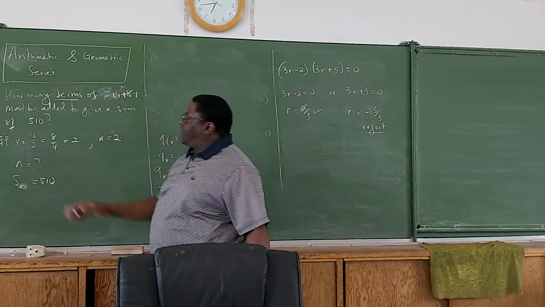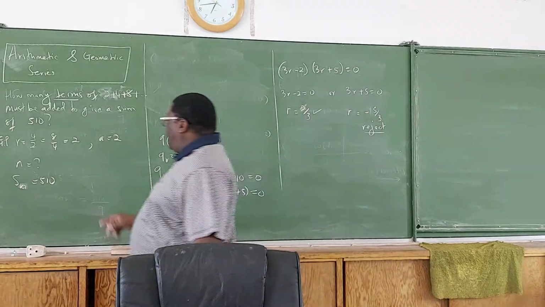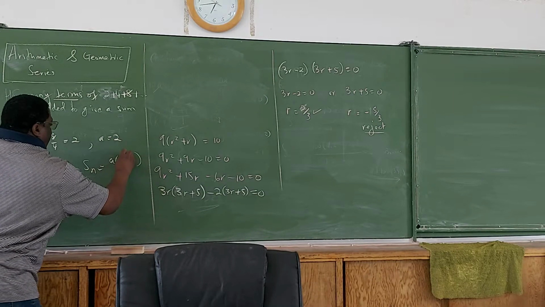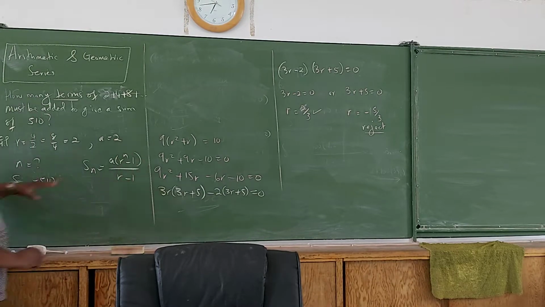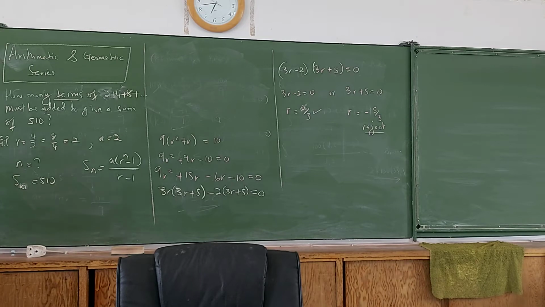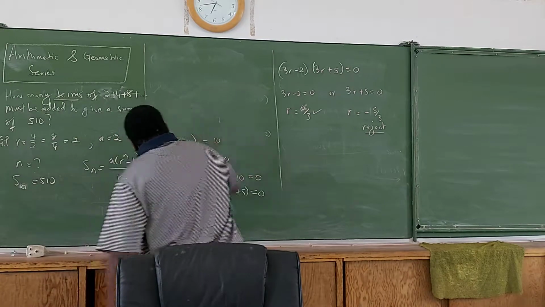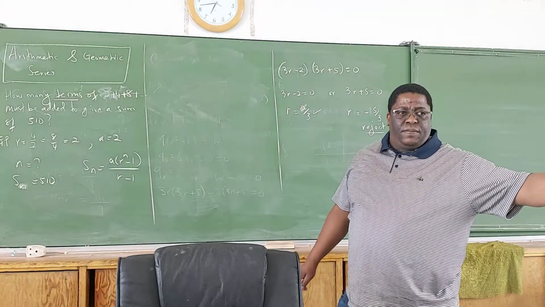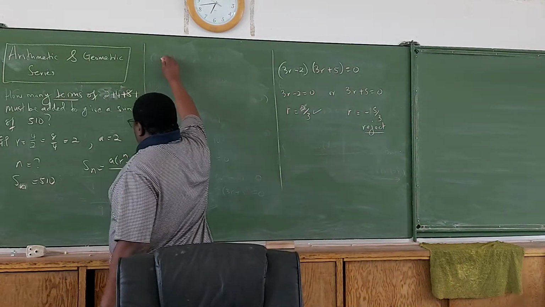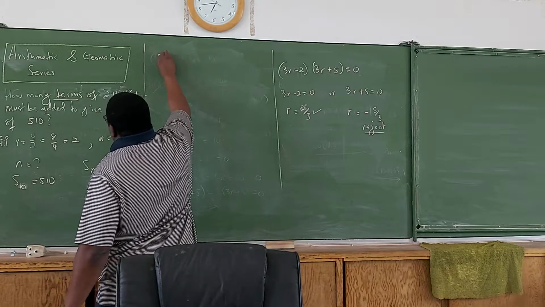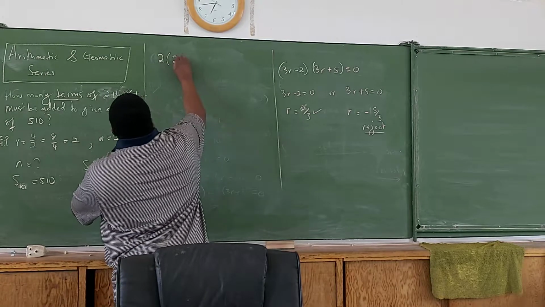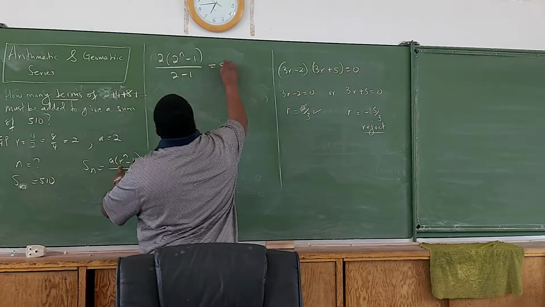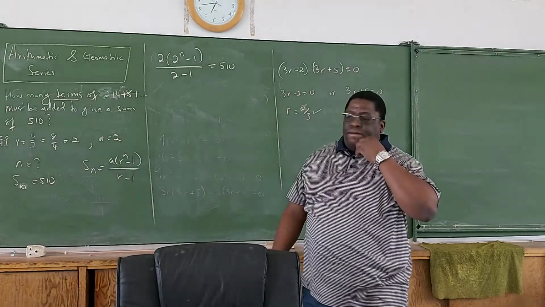We are going to use S of n over GP. And r is greater than 1, so we are going to use a times r to the n minus 1 over r minus 1. Okay, so we're looking for n, and also because n is an index, probably we'll be using logs or indices to find that value. So a is 2, and our r is 2, so 2 raised to n minus 1 over 2 minus 1 should be 510.